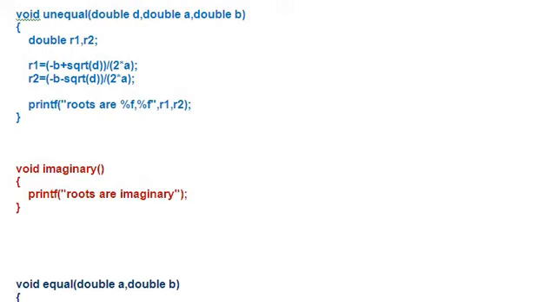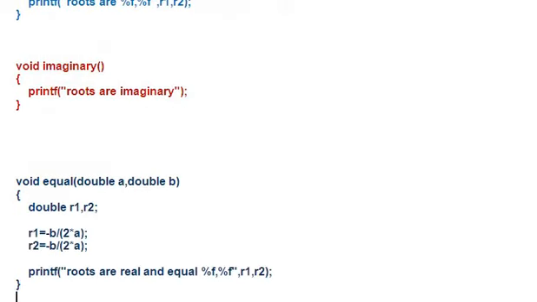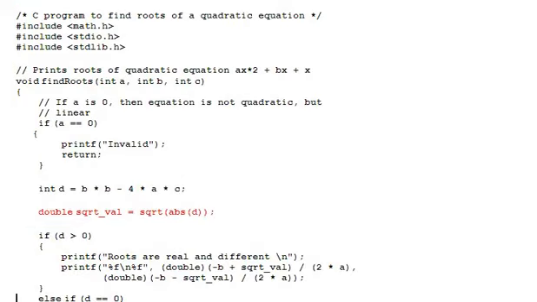And in imaginary we just displayed roots are imaginary. We didn't calculate any imaginary roots. So look at the third definition, void equal. So both are real and equal. R1 is minus b by 2a and R2 is also minus b by 2a. So I am just giving another method. People will write in different methods.